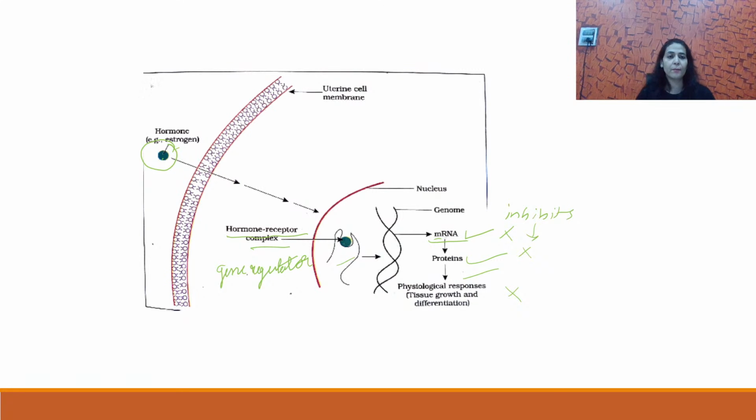Here they have taken example of estrogen, that's a steroid hormone, and this is a uterine membrane. Estrogen acts on the uterine membrane, causes the growth of the uterine membrane. All right, so it directly enters inside the cell.